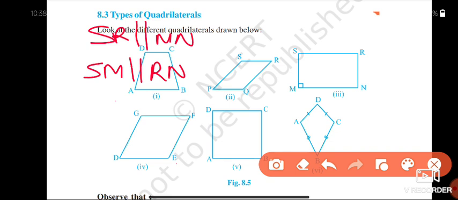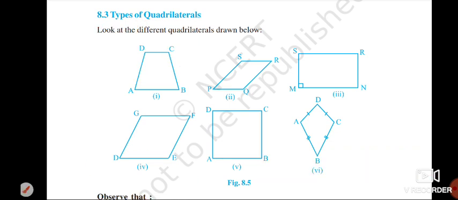So first of all, you can say that a rectangle, a rhombus and a square can be a parallelogram, but the vice versa statement is not true. That is, a parallelogram cannot be a square, it cannot be a rectangle, it cannot be a rhombus. The vice versa statement is not true.